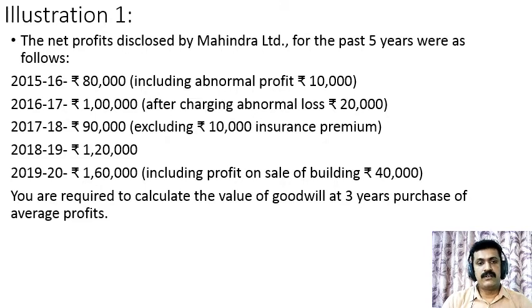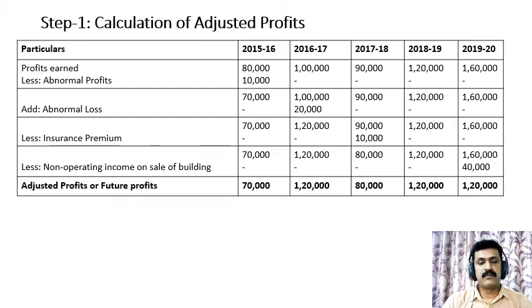In 2019-20, the profit is 1,60,000 including profit on sale of building rupees 40,000. So this is an abnormal profit, therefore we have to deduct it. You are required to calculate the value of goodwill at 3 years purchase of the average profits. So in the first step, we have to calculate the adjusted profits.